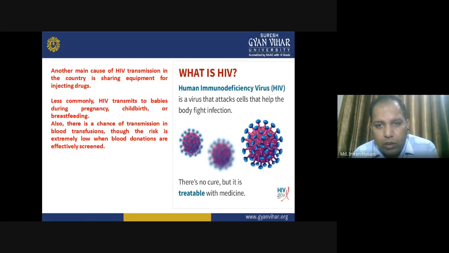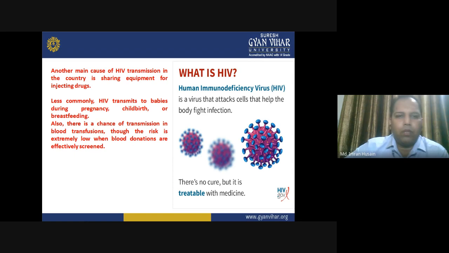So, what is HIV? Human immunodeficiency virus is a virus that attacks the cells that help the body fight infection. In simple words, there is no cure, but it is treatable with medicine. Another main cause of HIV transmission in the country is sharing equipment for injecting drugs. Okay, if you are using syringes or any other thing, then you cannot use the syringe used by another individual.